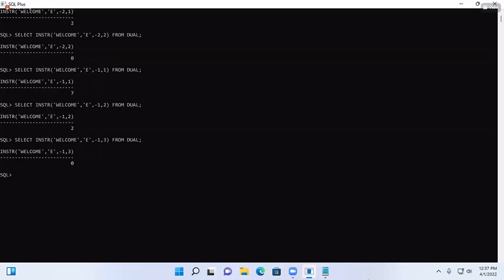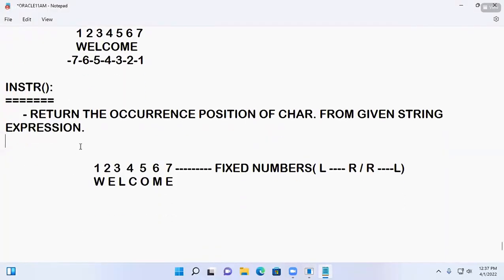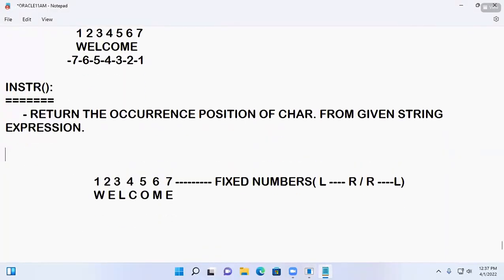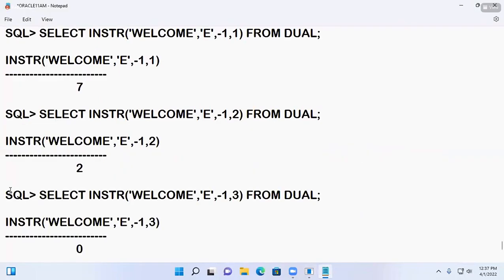Don't worry, all these examples are given in the notes also, but this should be remembered, guys. These values are fixed numbers, either left to right or right to left. So take any one or two examples.